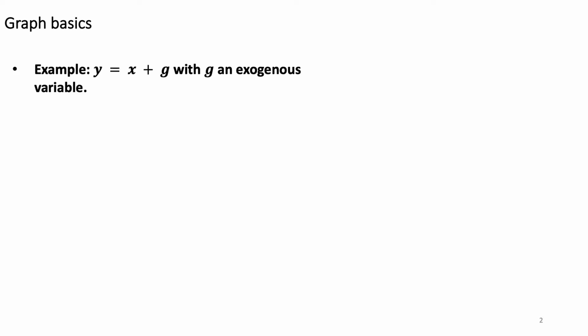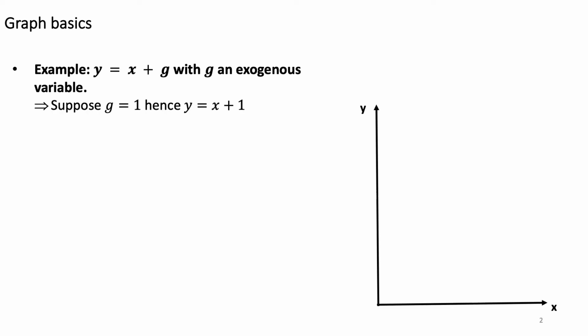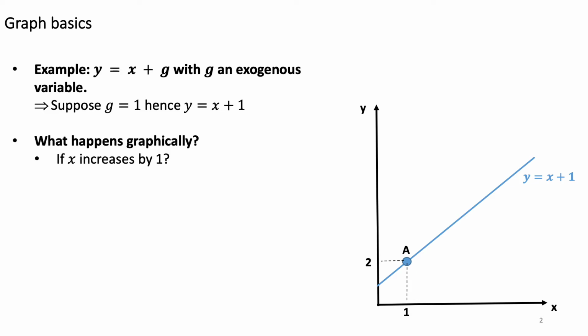Let's take a simple affine equation, such as y equals x plus g, with g being an exogenous variable. Say g equals 1, so we have y equals x plus 1. We represent it in the plane xy by a straight line that crosses the y-axis at 1. If one of the two endogenous variables, x or y, varies, then we will move along the curve.